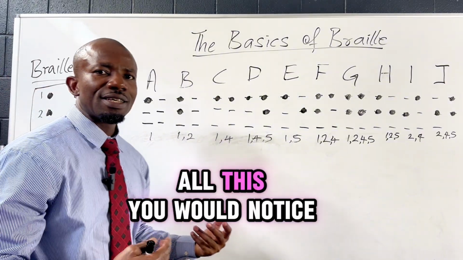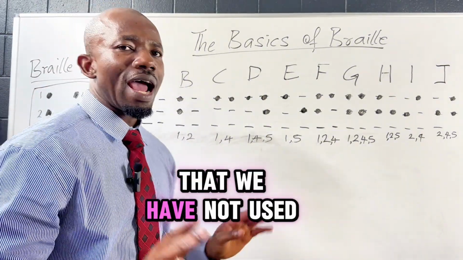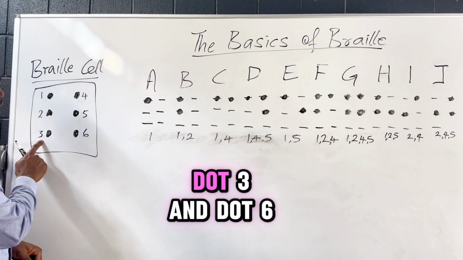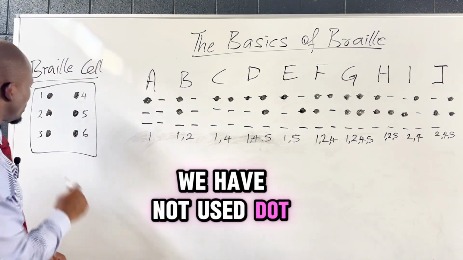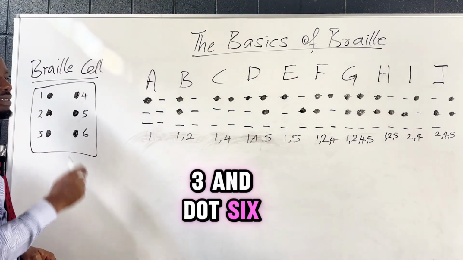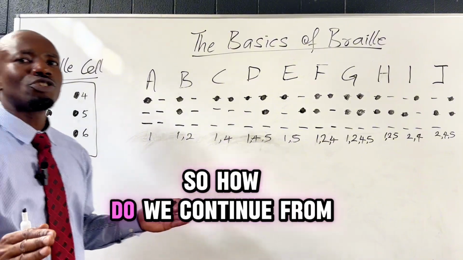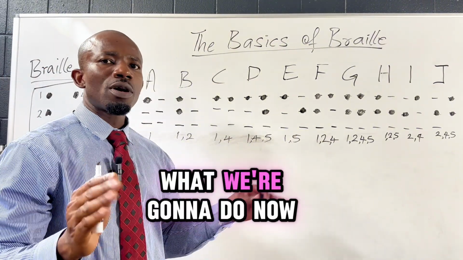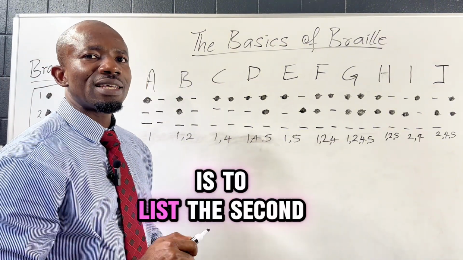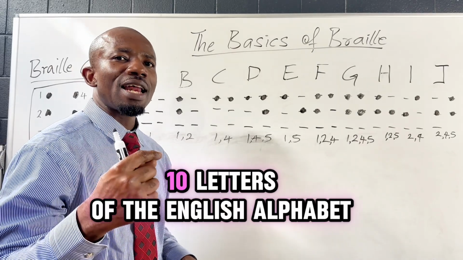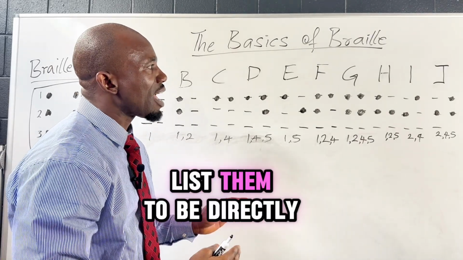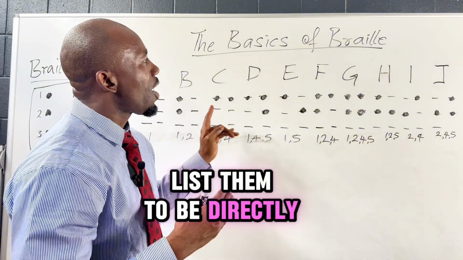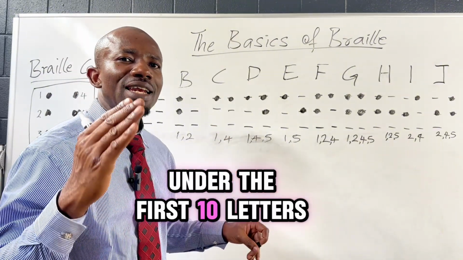In all this, you would notice that we have not used dot 3 and dot 6. So how do we continue from here? What we're going to do now is to list the second 10 letters of the English alphabet, to be directly under the first 10 letters.